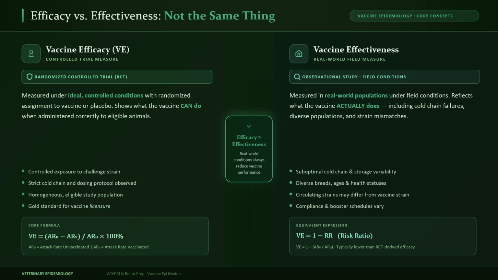Vaccine efficacy is measured under ideal controlled conditions. Think randomized controlled trials, challenge studies in the laboratory, blinded protocols, perfectly selected animals. It answers the question, how well does this vaccine perform when everything goes right? Vaccine effectiveness, on the other hand, is measured out in the real world, in field populations, with natural exposure, real-world handling, heterogeneous animals, and all the messiness that comes with actual practice. So effectiveness is almost always lower than efficacy, and that gap is meaningful.